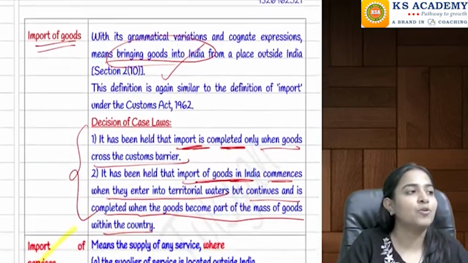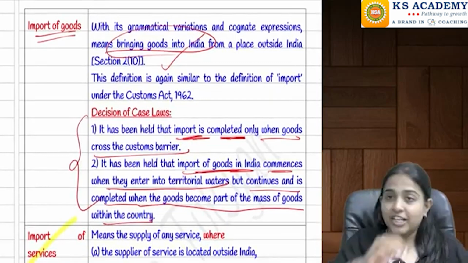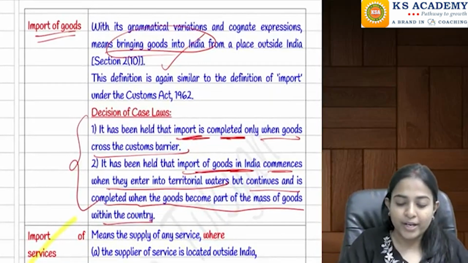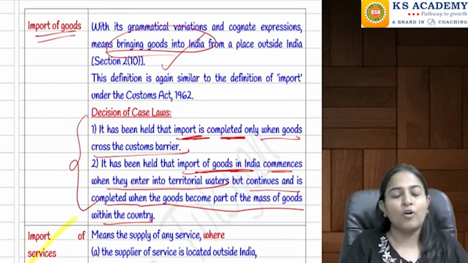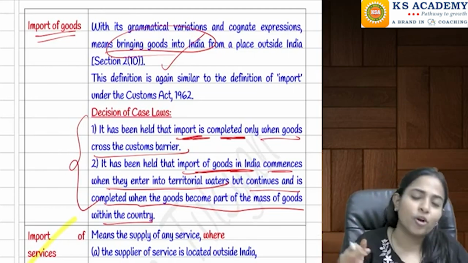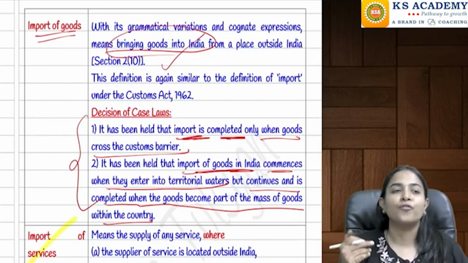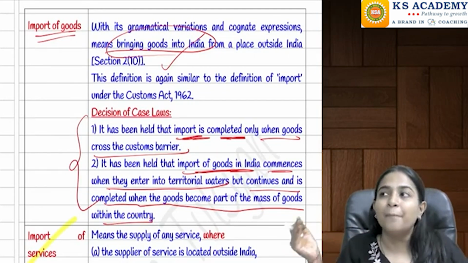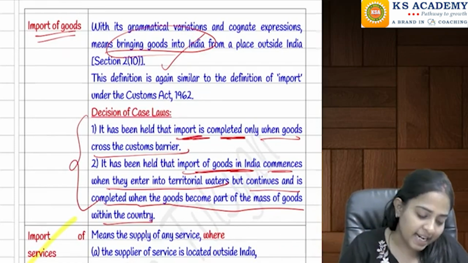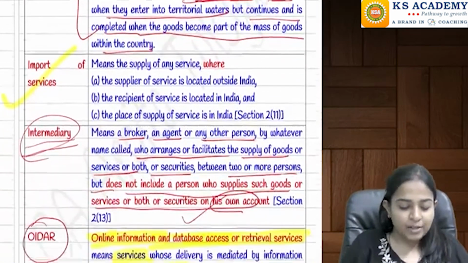And then after that, let's go to the next one. Next definition is of import of goods. See what they are telling for import of goods. Normal definition. Import of goods, just like export of goods we had studied, will be bringing of goods into India from the other country. Are you clear with this?